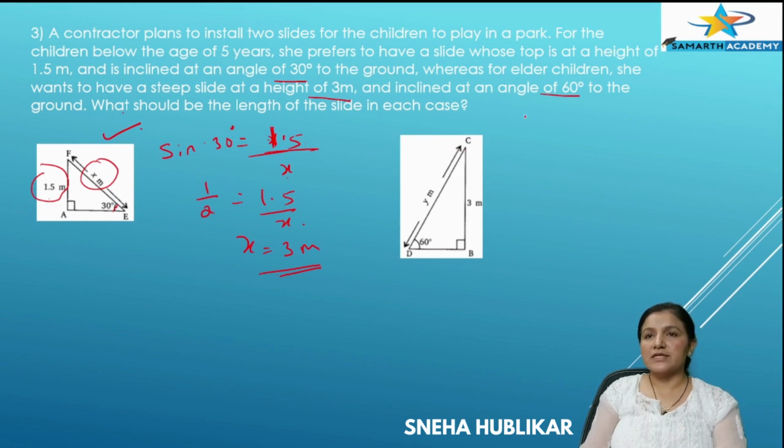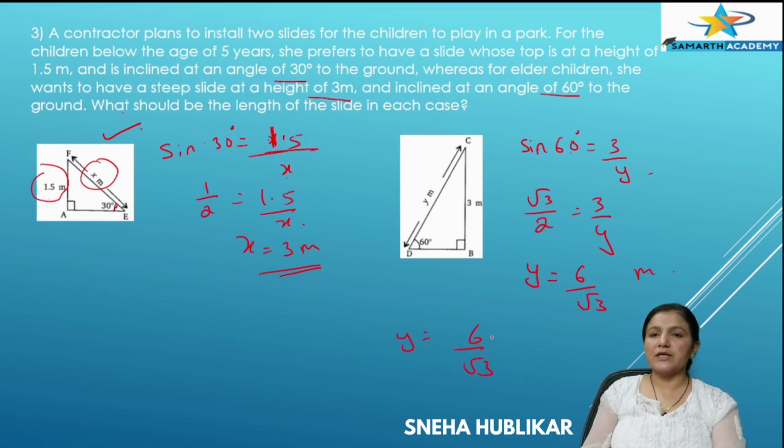And similarly for this slide, sine 60 is equal to 3 by y. Sine 60 value is root 3 by 2 is equal to 3 by y. Find the value of y. y is equal to 6 by root 3 meters. We can rationalize this. Numerator and denominator should be multiplied by root 3. This becomes 6 root 3 by root 3 into root 3 is 3. 2 root 3 meters. Hence the slides are 3 meters and 2 root 3 meters.